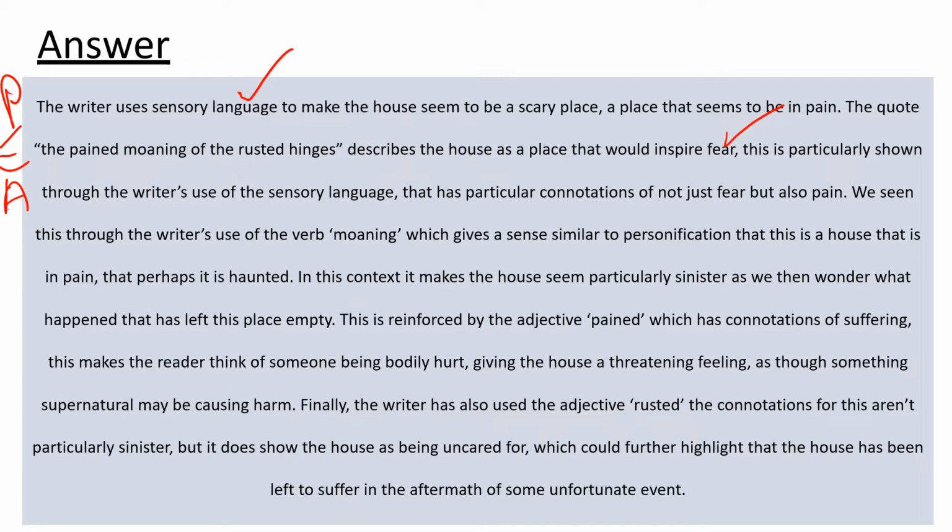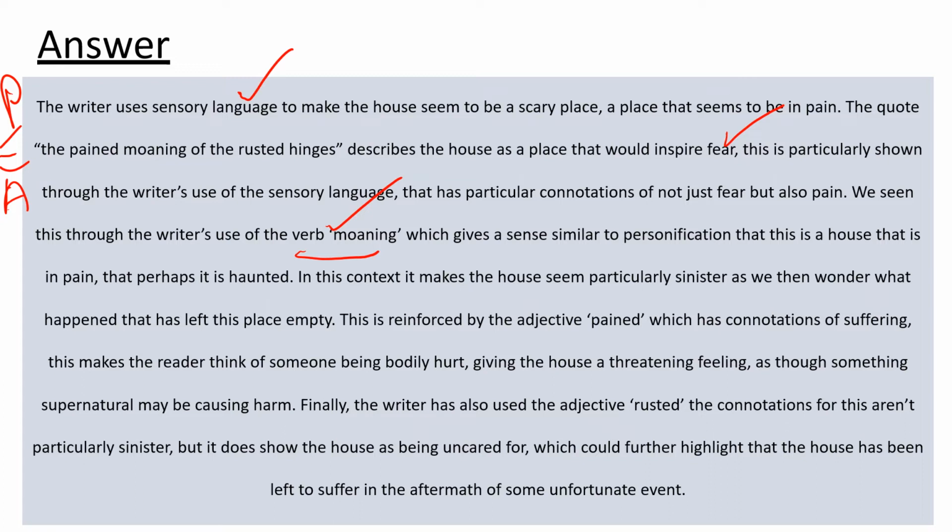But what we want to do is get as close as we can to the highest grade, and we want to zoom in. So this is seen through the writer's use of the verb moaning. Now this is when we're starting to zoom in. We're using our technical language of verb there, which is really, really good, which gives a similar sense to personification that the house is in pain, that perhaps it is haunted.